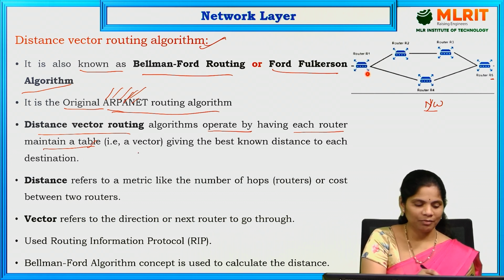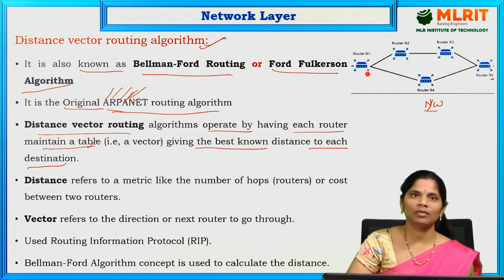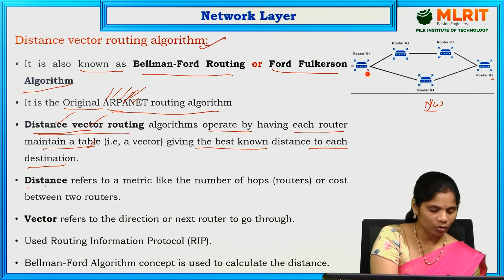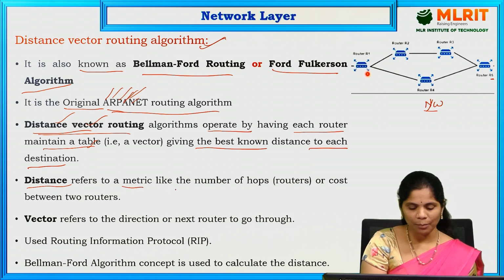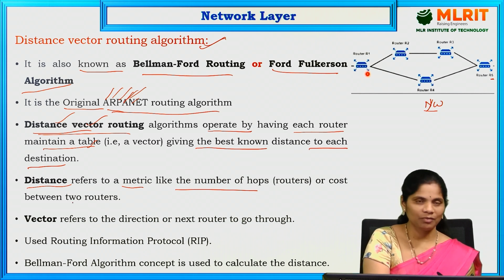For what purpose are we using this routing table? For giving the best known distance to each destination. That is distance vector routing. Here, what is distance, and what is vector? Distance is the metric, like the number of hops. How many hops does it take to reach that particular destination between the routers, from source to destination.